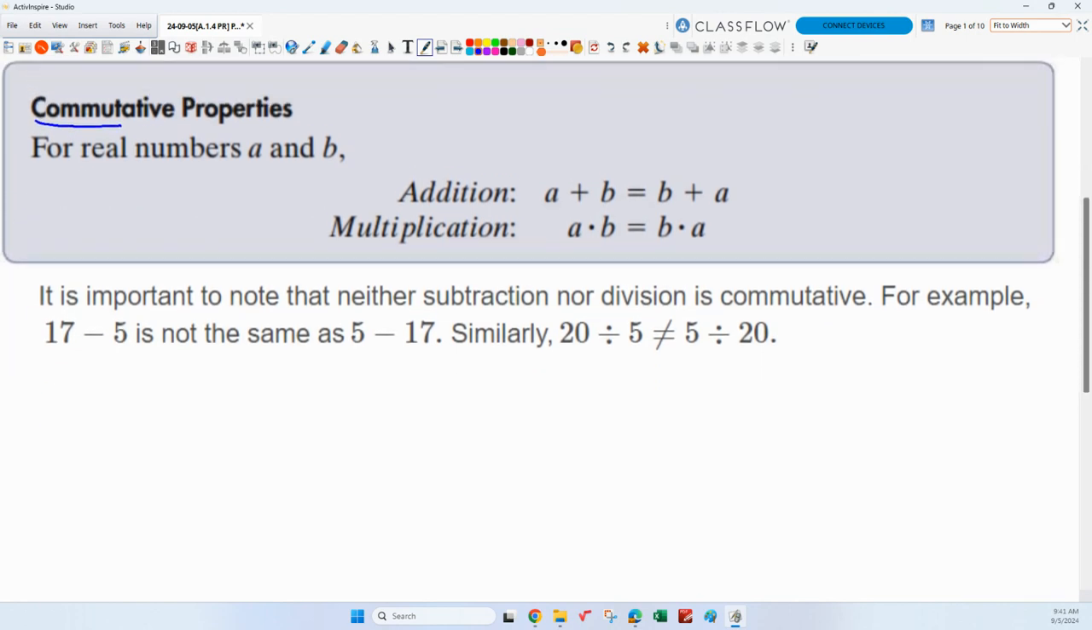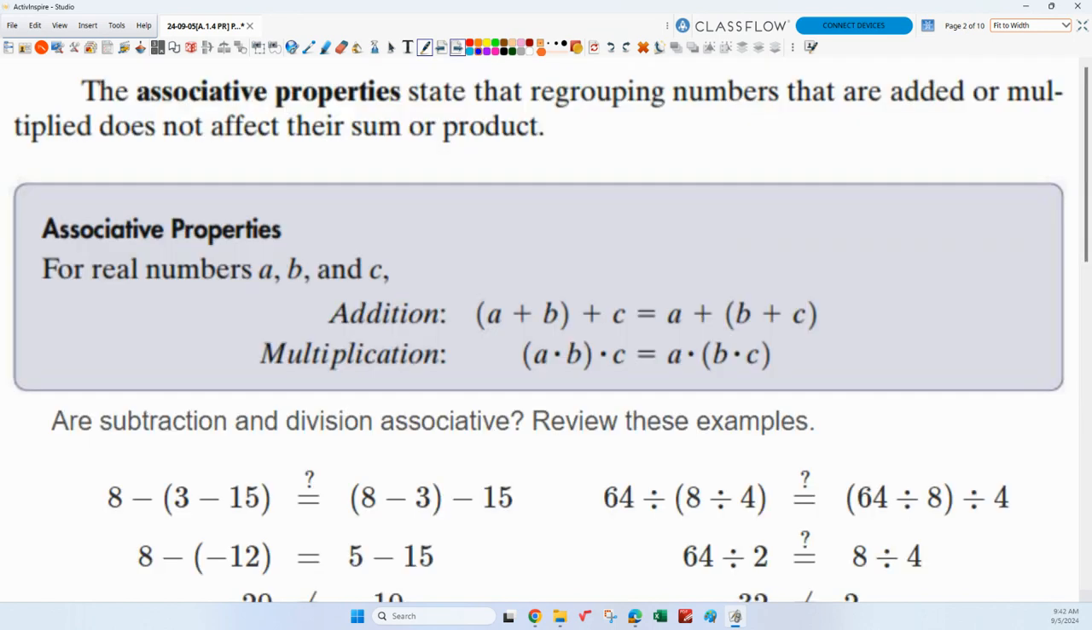Notice though, there's a really important caveat here. This property and all the other ones we're talking about today work for addition and multiplication, but what about the other operations? Does the commutative property hold for subtraction? Is 17 minus 5 the same as 5 minus 17? It's not, right? So it doesn't work for subtraction. What about division? Is 20 divided by 5 the same as 5 divided by 20? No. Okay, so you got to remember that. These things only work for addition and multiplication, but not for subtraction and division, okay? So that's the commutative property.